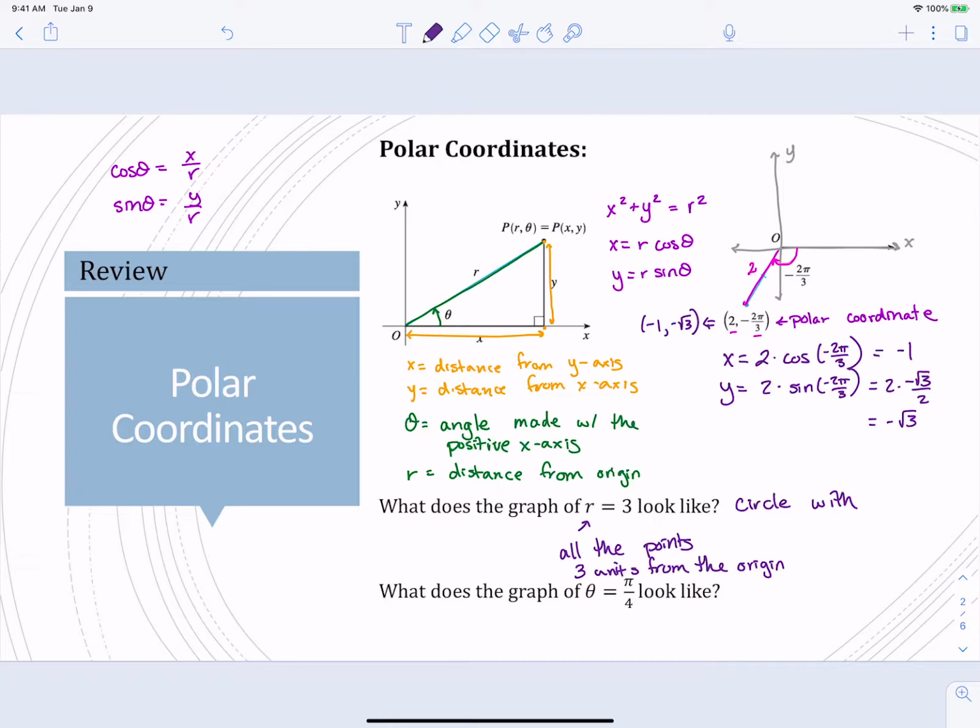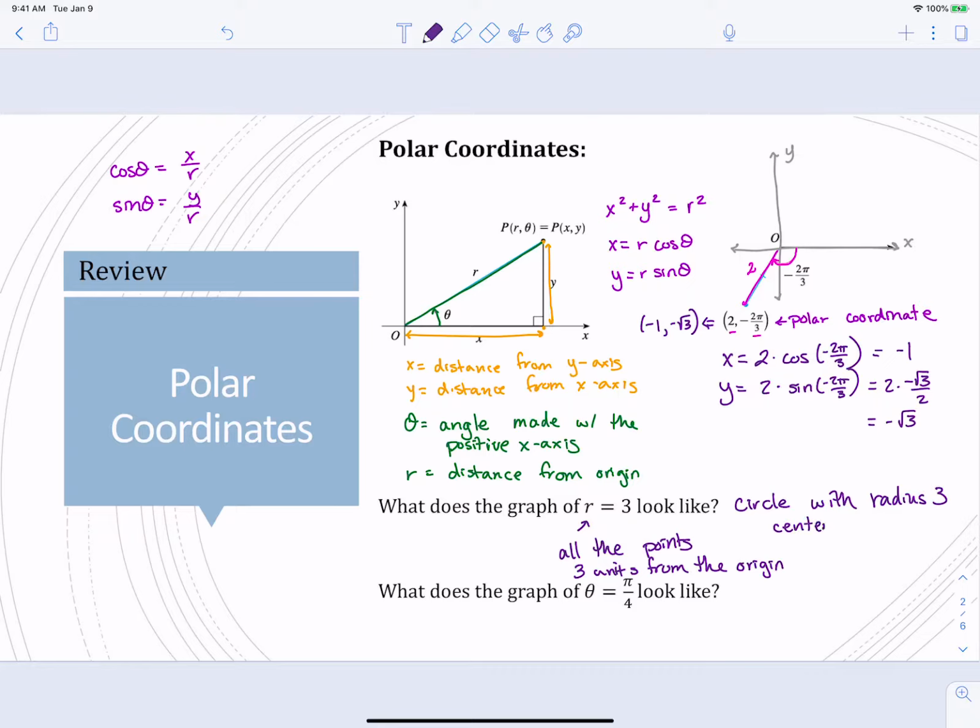A circle with radius 3, centered at the origin.